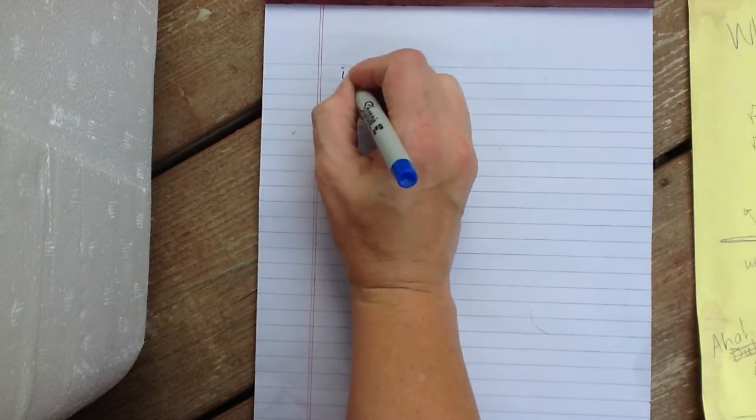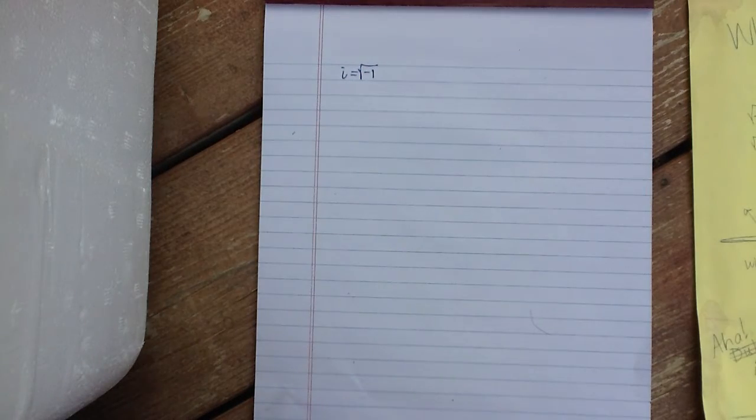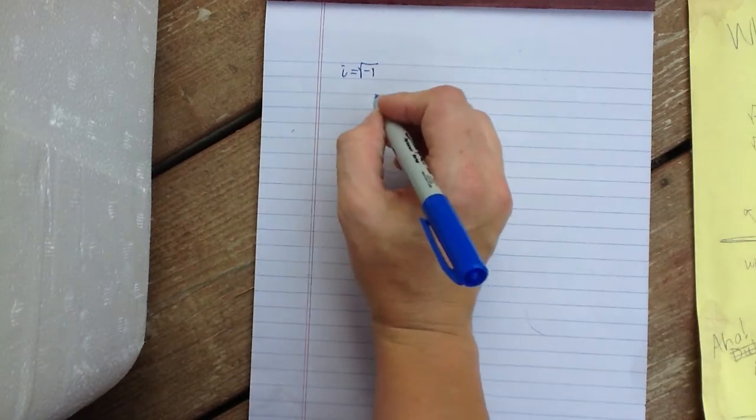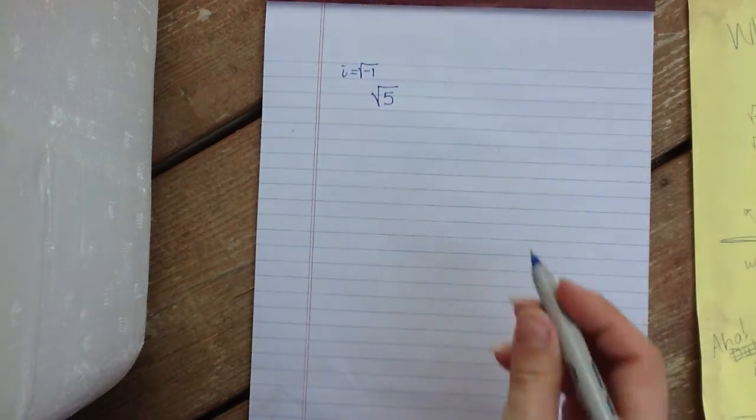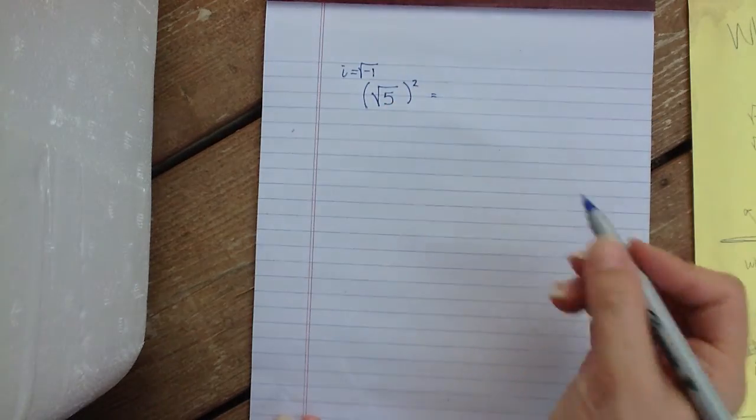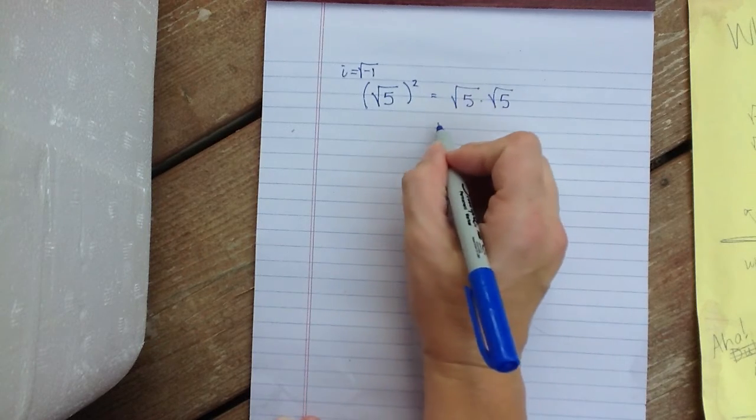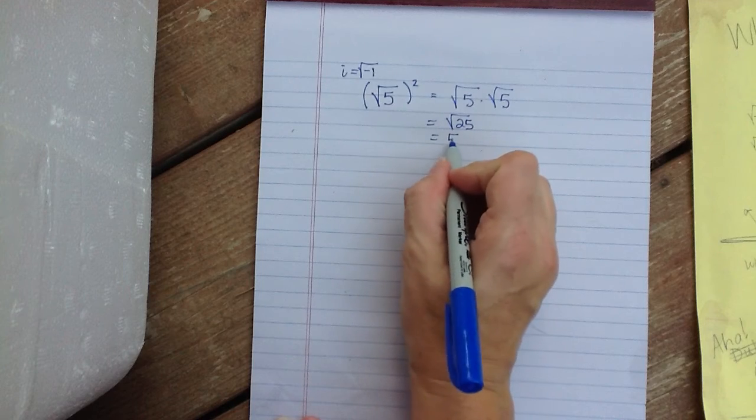Now that we know that i is really the square root of -1, let's see what happens when we do some operations with that square root of -1. Now we should all know that if I take the square root of some number, say the square root of 5, and I square that, what I'm going to end up with is the square root of 5 times the square root of 5, which is the square root of 25, and that simplifies to 5.